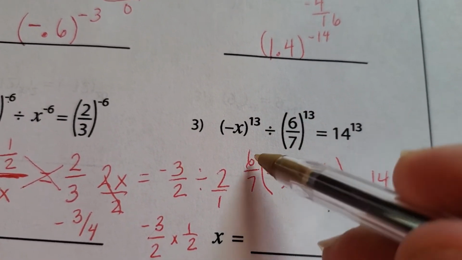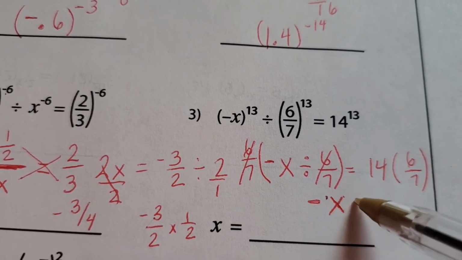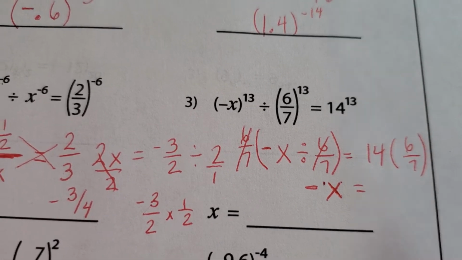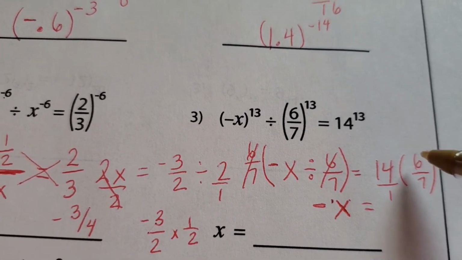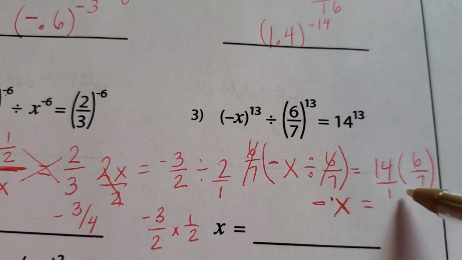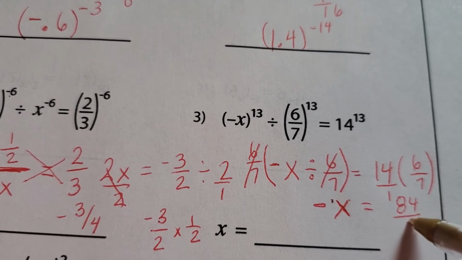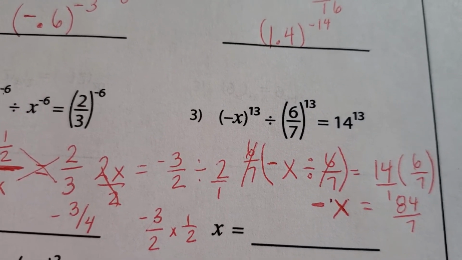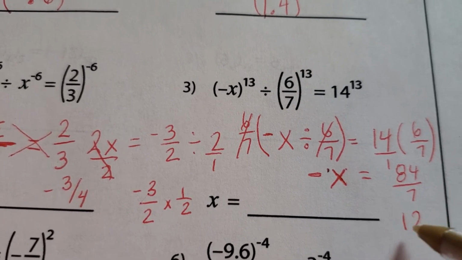So over here, these are going to cancel out. I still have a negative x left, so be careful with that. And 14, or 14/1 times 6/7. Again, you can multiply straight across the top, straight across the bottom, and you end up with 84/7. But this can be simplified. 7 goes into 84 12 times.